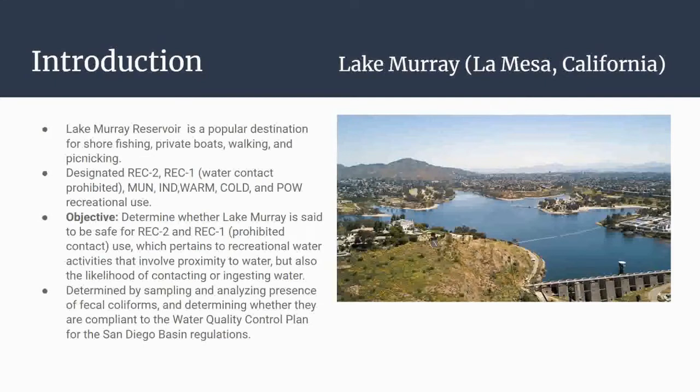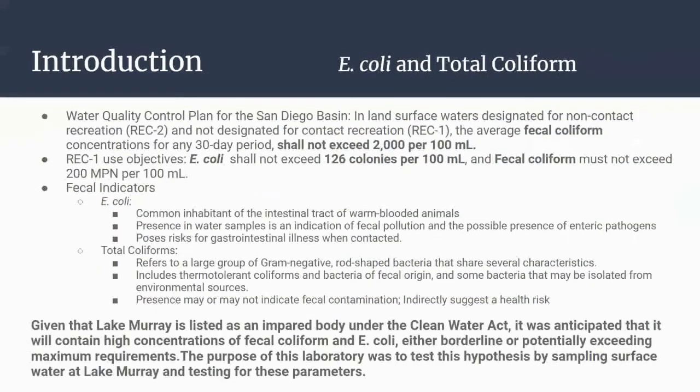This will be determined by sampling and analyzing presence of fecal coliforms and determining whether they are compliant to the Water Quality Control Plan for San Diego Basin regulations. The codes and standards in San Diego for recreational 1 and recreational 2 are that fecal coliform concentrations shouldn't exceed 2,000 per 100 milliliters, and that E. coli shouldn't exceed 126 colonies per 100 milliliters.